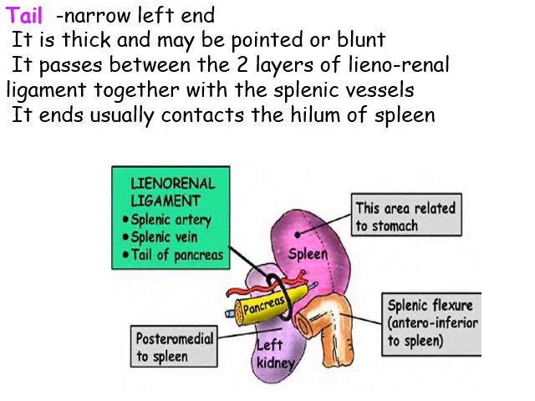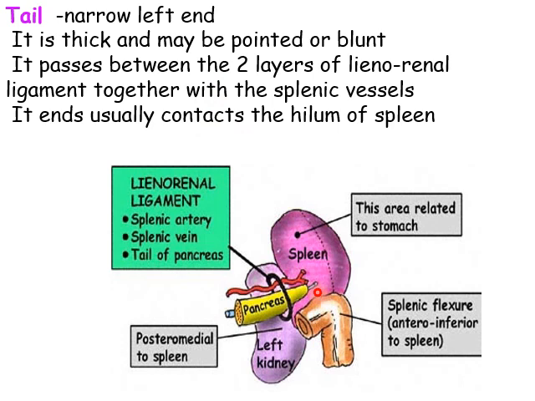The tail. The tail is here. The left end, narrow left end, thick. It passes between the two layers of the black color, lienorenal ligament, together with the red and the blue color, splenic vessels. So splenic artery is tortuous. And below splenic artery there is a splenic vein. So the tail ends at the hilum of the spleen.